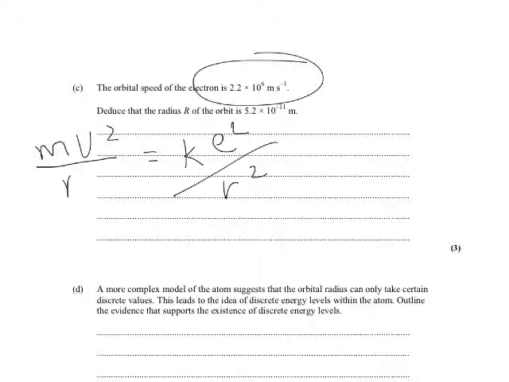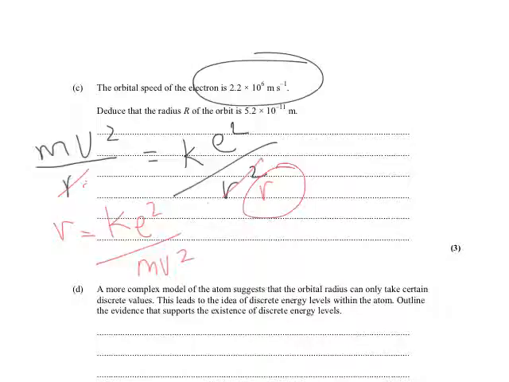Okay, so if we need to find the radius of orbit, we could rearrange these. If you rearrange it to make r the subject of the equation, here I've just cancelled the repeating r's. So r is equal to k e squared over mv squared. And if we substitute our values in, remember, we have the mass of an electron here because the electron's the one that's spinning round. The proton is in the centre. So the electron is the mass we're considering.